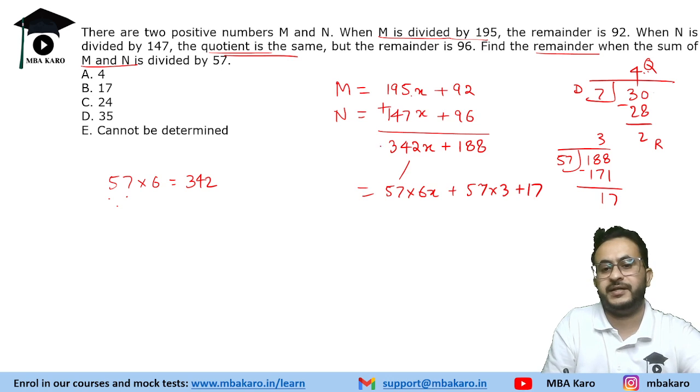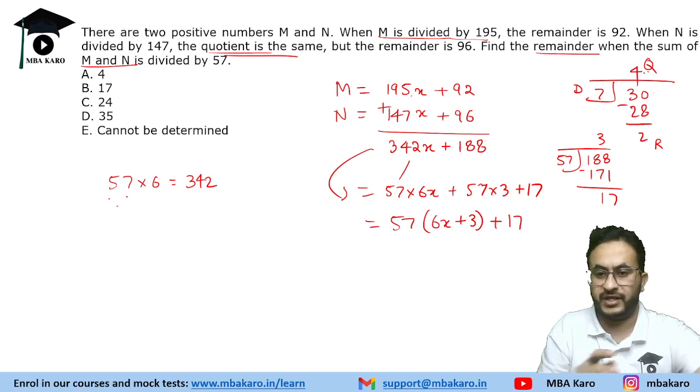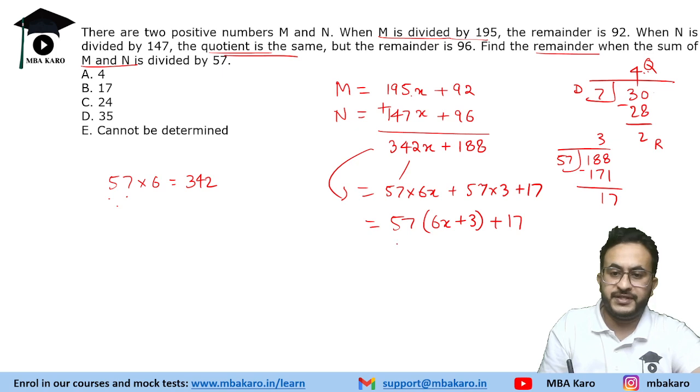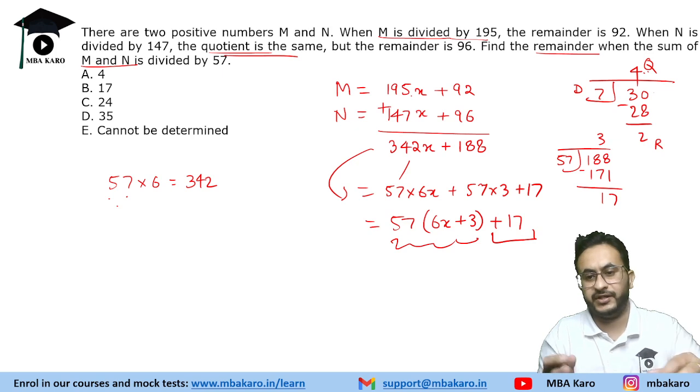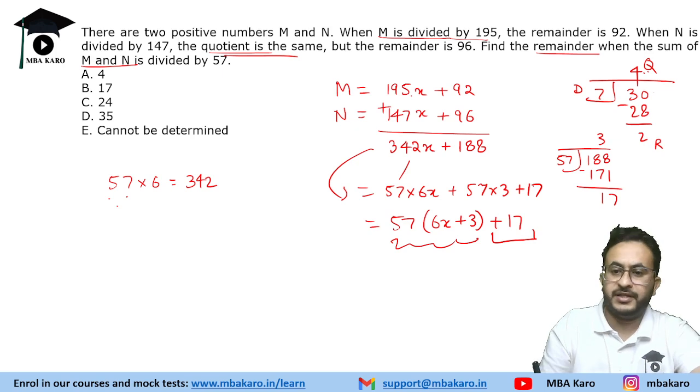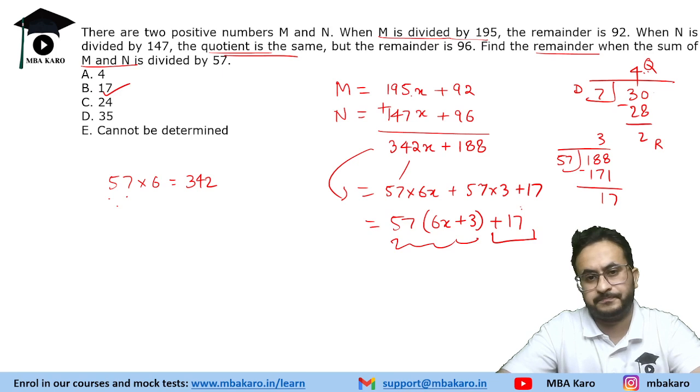Okay, so this can be written like this. Now we can take 57 common, so it means 57 times (6x plus 3) plus 17. So that will be the expression. Now see, this part is divisible by 57. And what is the remainder? Remainder is something which is remaining, which is not divisible, the remaining portion. The remaining portion is 17. So the answer is 17.